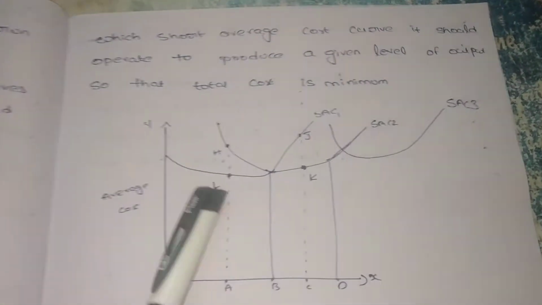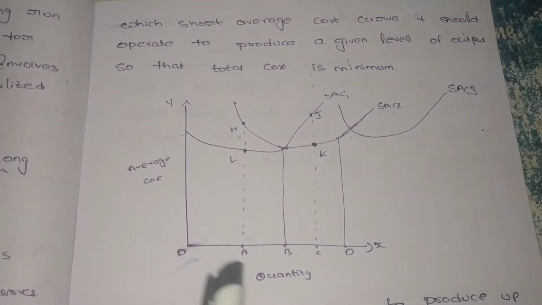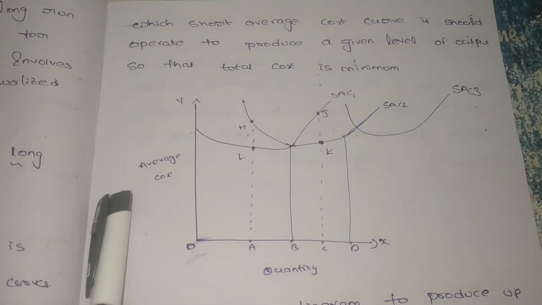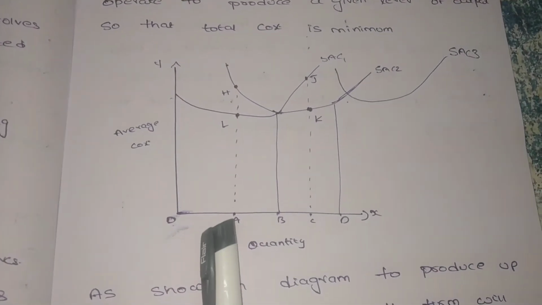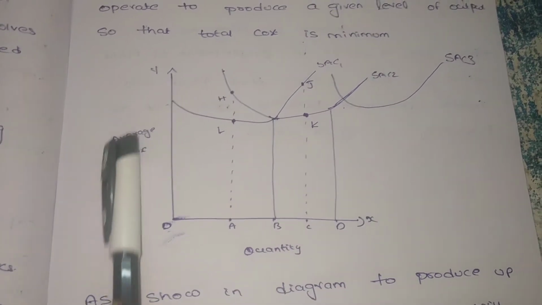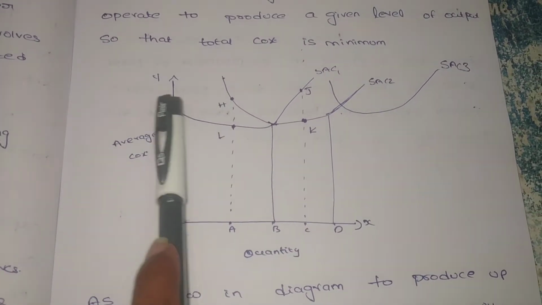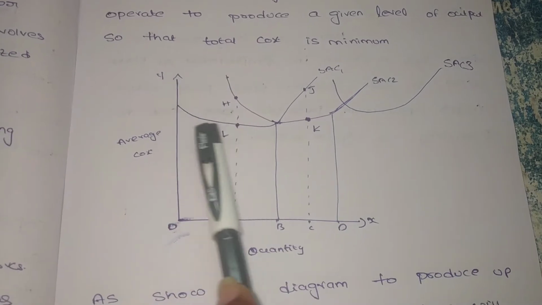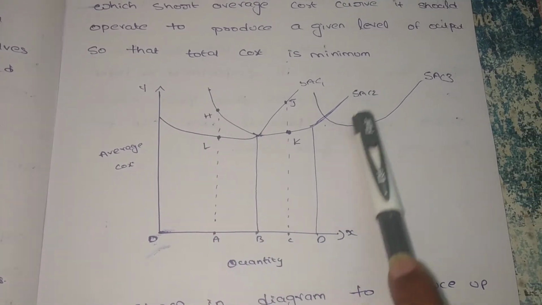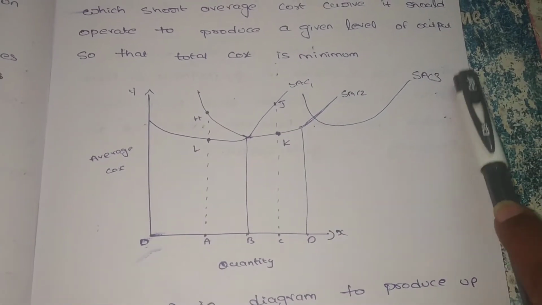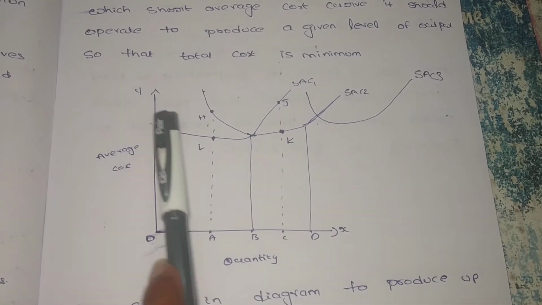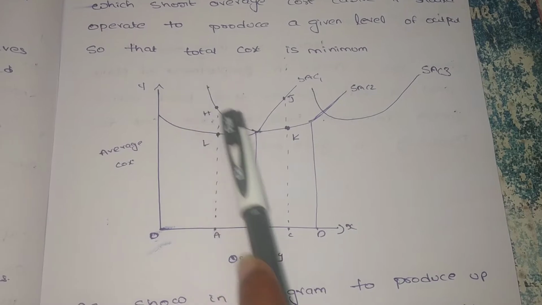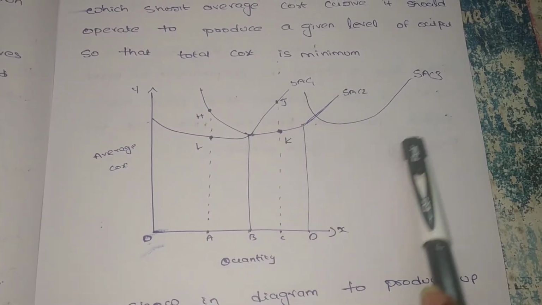Let's see the diagram. On the x-axis I am taking quantity, on the y-axis average cost, this is 0, and these are the quantities A, B, C, D, and this is the average cost. The first average cost curve is SAC1, the next curve is SAC2 and then SAC3. These are the short run average cost curves: short run average cost curve 1, short run average cost curve 2, and short run average cost curve 3.